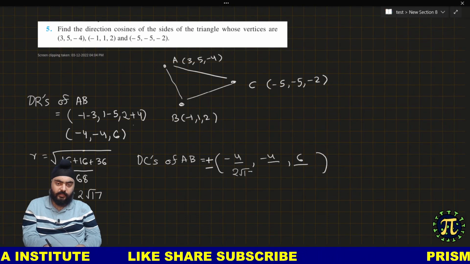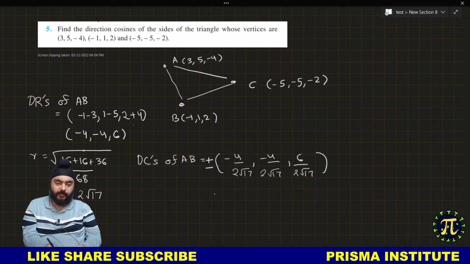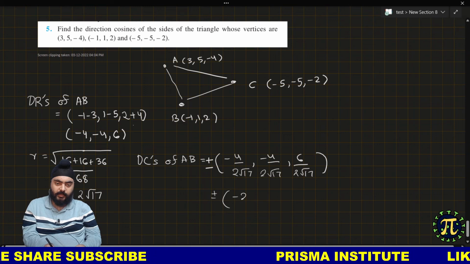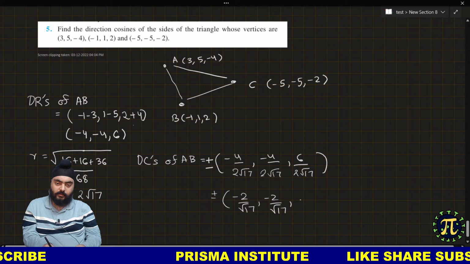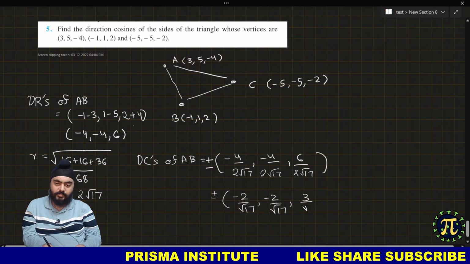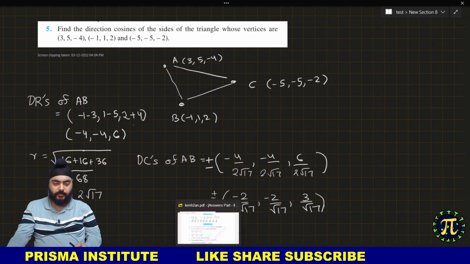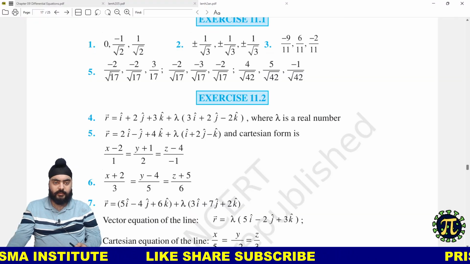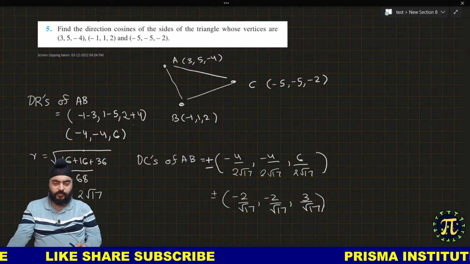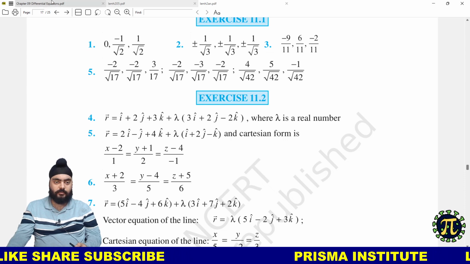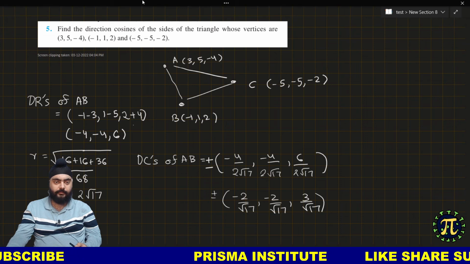Now it can simplify to plus minus 2 by root 17, comma minus 2 by root 17, comma 3 by root 17. Let's check पीछे कोई तीन में से एक आंसर कोई ऐसा है क्या? So minus 2 and 3. So minus 2 and 3, yes. So first one. So let's put it here. ये एक आंसर तो आ गया.